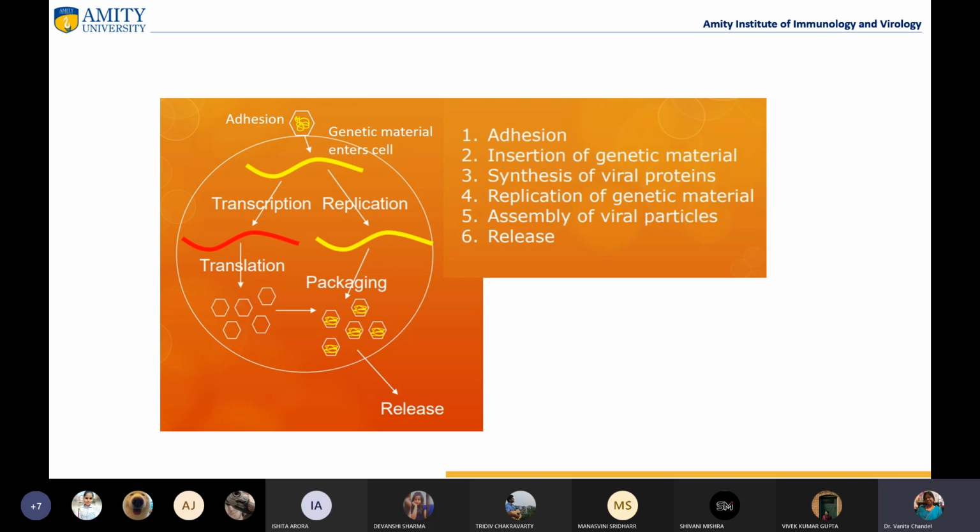So this is just a diagrammatic view which tells us about the 6 different steps. First, attachment takes place, then the genetic material is inserted inside the cell, then the synthesis of different viral proteins takes place, then finally there's the assembly of viral particles, and after they are assembled into a whole virus particle, they are released for further infection into the cell.